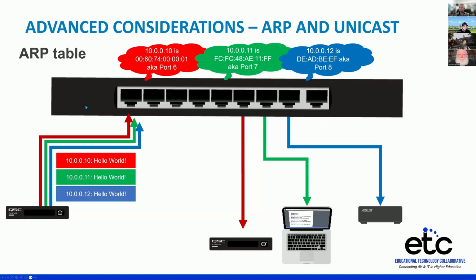So at the very basic level, this is an ARP table. Address Resolution Protocol, that's what that stands for. So it resolves an IP to a MAC address. And this is a big part of how this technology is working at the very basic level.